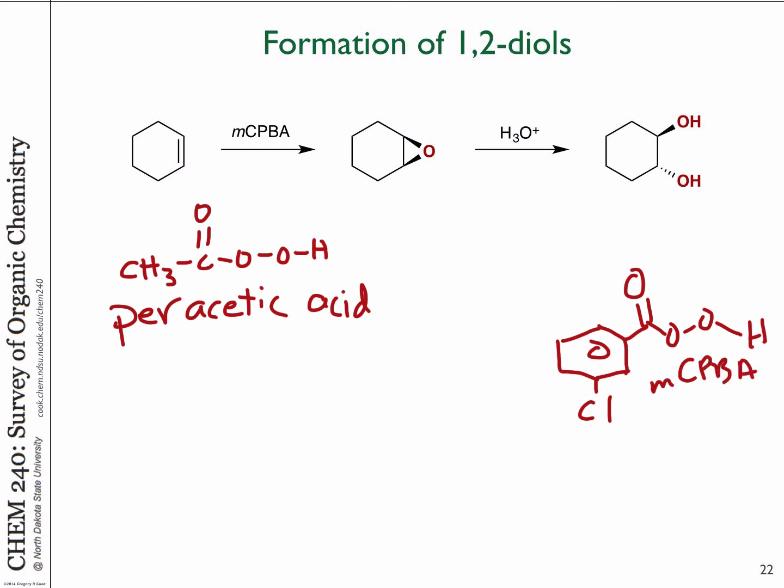Metachloroperbenzoic acid is the name for that. But what you should recognize is that the reactivity of a per acid, regardless of what kind of per acid, is to insert an oxygen into a double bond. And so if we take an alkene like cyclohexene and react it with a peroxy acid, we form these epoxides.